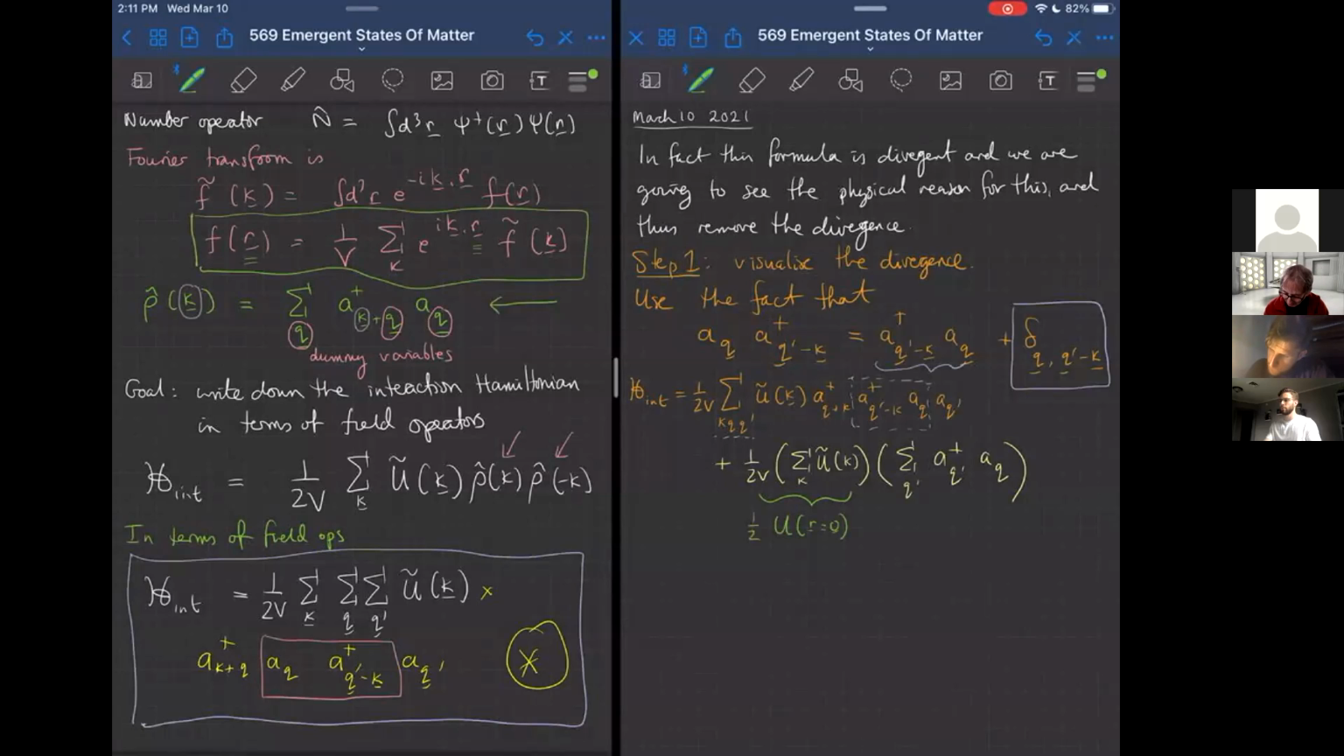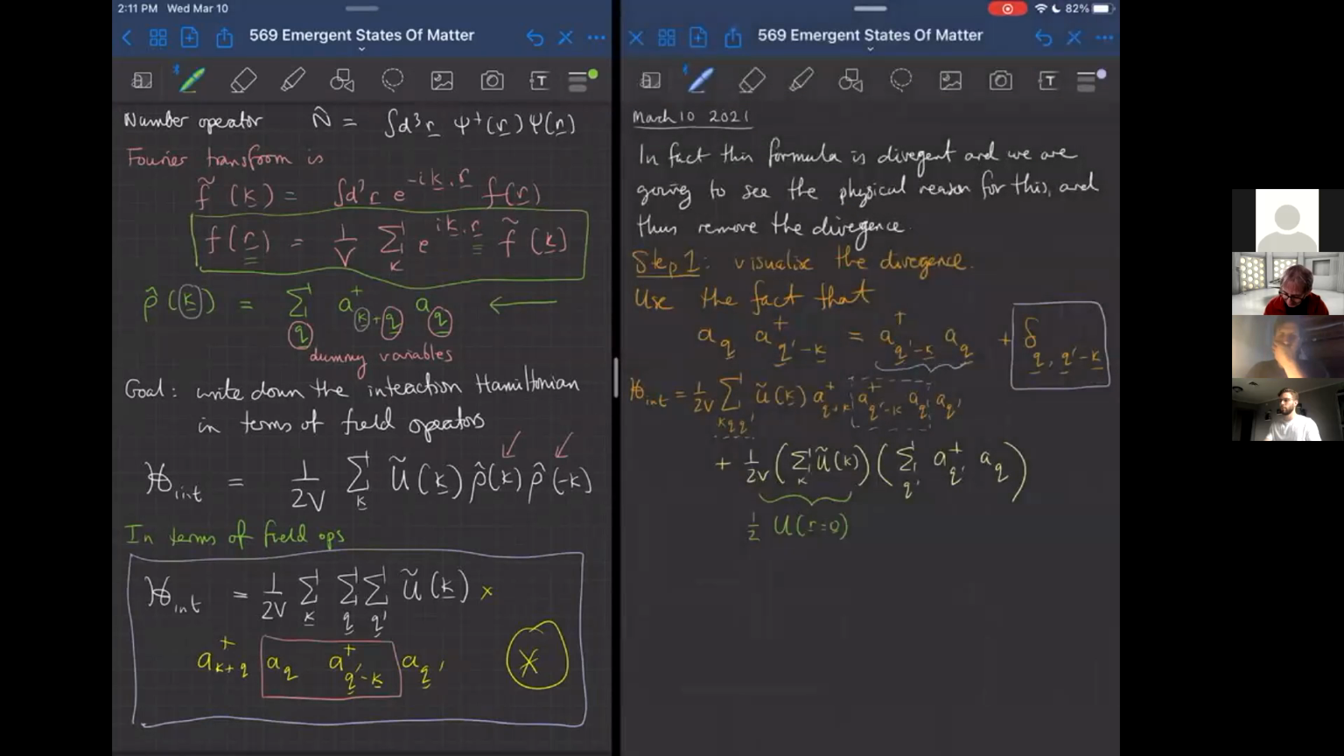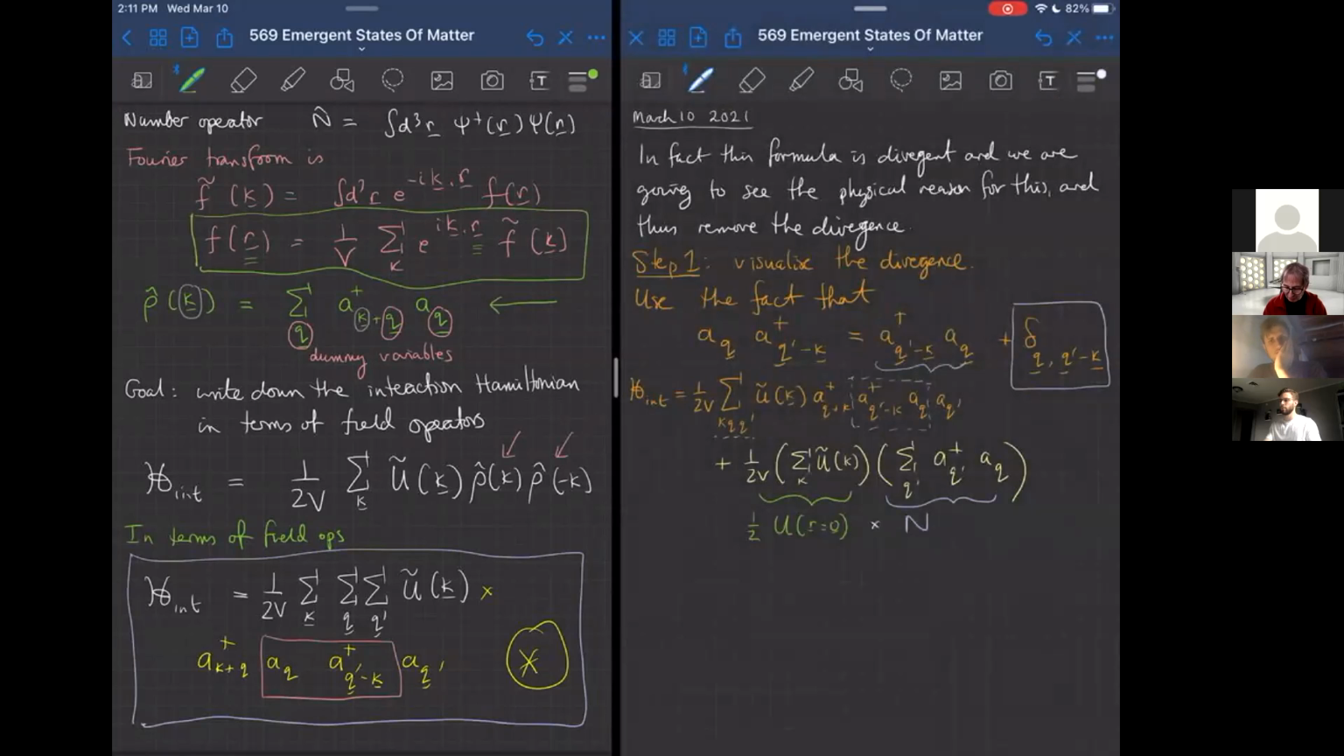And then this last term over here is also very easy to interpret because this is just the number operator. So we're just looking at the total number of particles in the system. And so this is just n. And so what I've just shown you is that this extra term is the interaction energy at zero times the number of particles in the system.